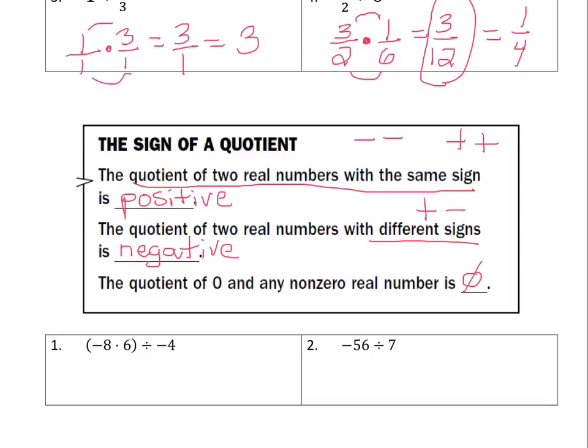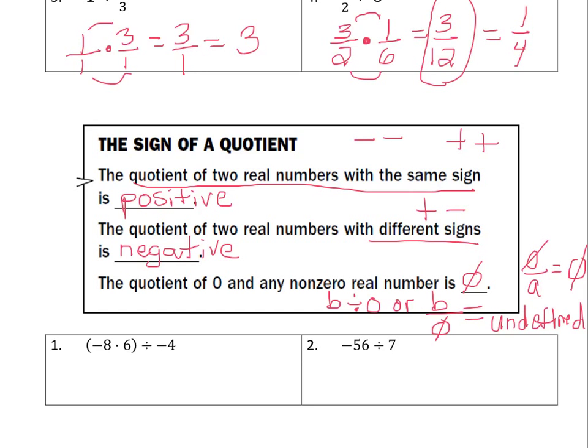And finally, the quotient of 0 and any non-zero real number is always going to be 0. Now, what do I mean by that? I mean 0 over any number. I'm just going to put a here. 0 divided by any number a is going to be 0. Now, do not forget, however, that no numbers can be divided by 0. In other words, 0 cannot be in the denominator. For example, b divided by 0 or b over 0 is undefined. We can never have 0 in the denominator.